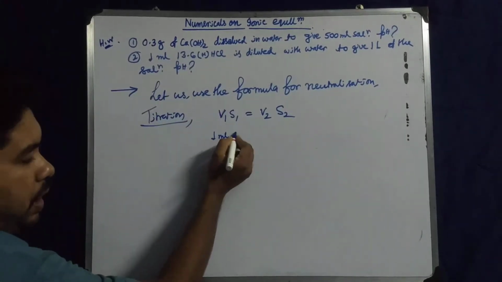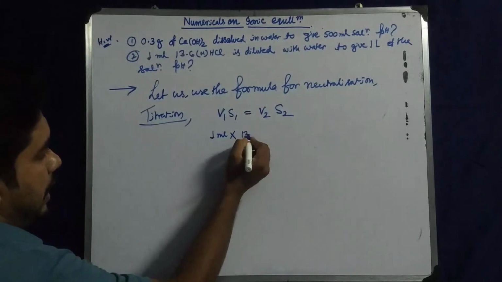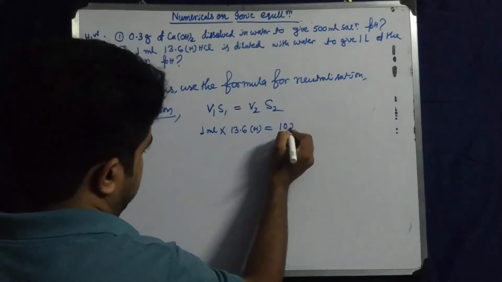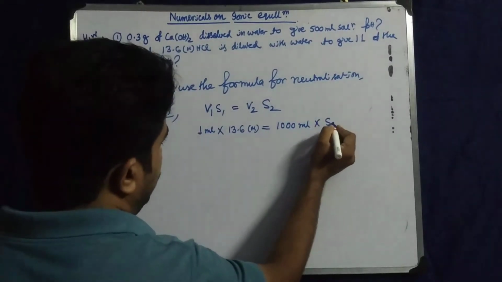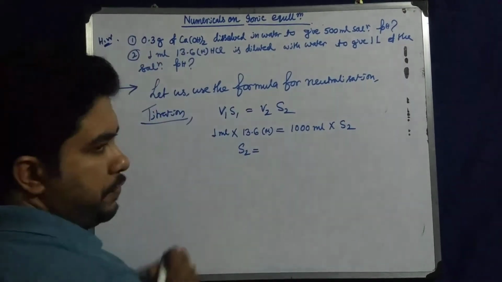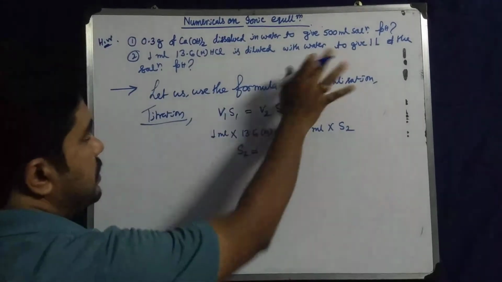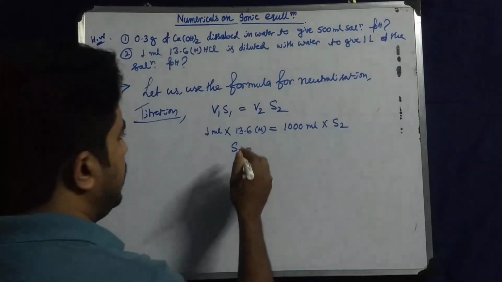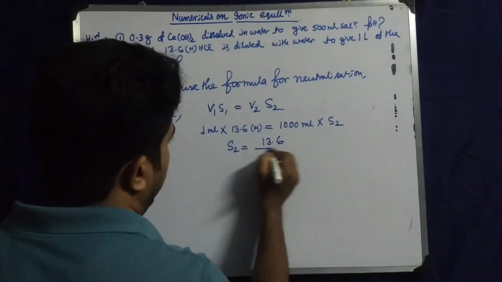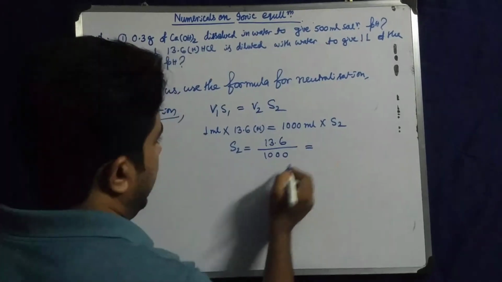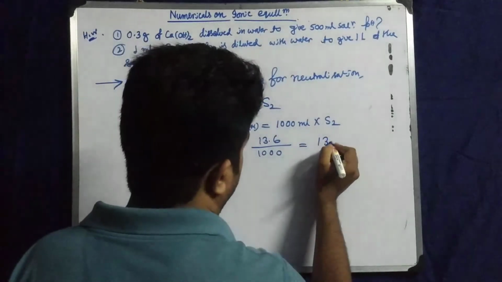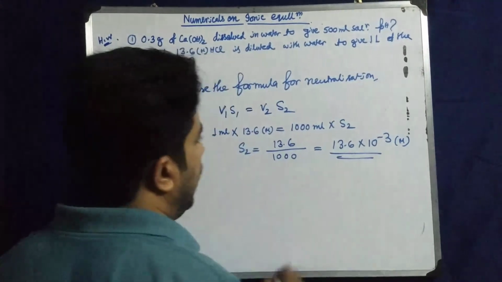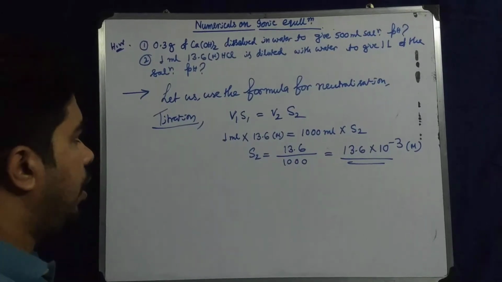Now look at that, volume is how much? 1 milliliter. It is V1. S1 is how much? Strength 13.6 molar. Very good. V2 is how much? 1 liter. That is 1000 milliliter. And S2 we don't know. So let us calculate the S2 at first. What will be the S2? The strength of this solution. Then we will calculate the pH of the solution, nothing else. So the strength will be 13.6 by 1000. So we can write 13.6 into 10 to the power minus 3 molar. Okay. So that will be our concentration of HCl.